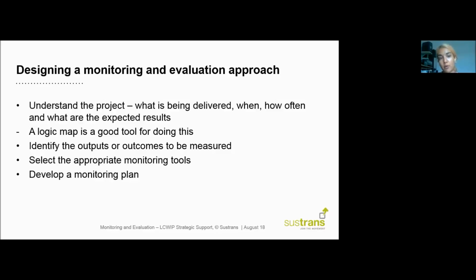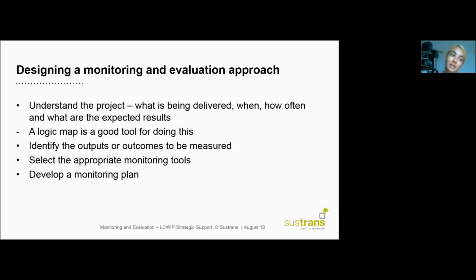And I'll go through in more detail later on, but a logic map can be a very good tool for understanding this. The second key point is to identify the outputs or outcomes to be measured. So I'll define these on the next slide. But the outputs or outcomes are generally the two components of the project that a monitoring and evaluation approach would be structured around. So that's really the focus of what tools are chosen for the monitoring and what data is collected.